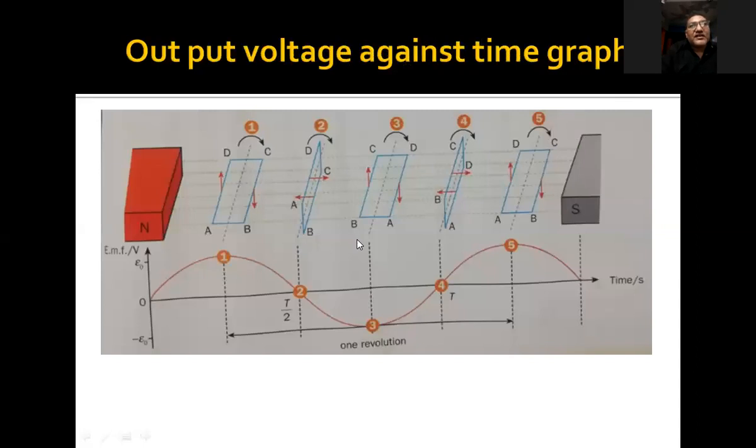Okay, so let's apply Fleming's right hand rule here. For example, this AD is a conductor. It is in the magnetic field and it is moving upward. The magnetic field is from north to south. Let's apply the right hand rule and see what will be the direction of the current which will be induced. Okay, so let's apply it. AD in figure 1.